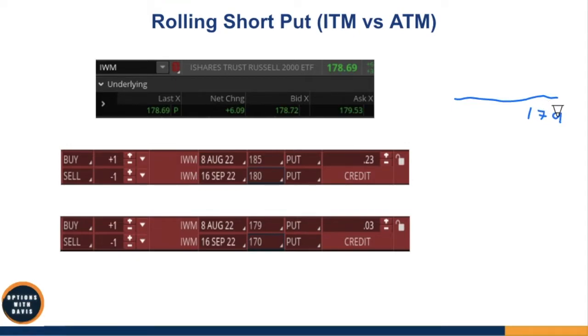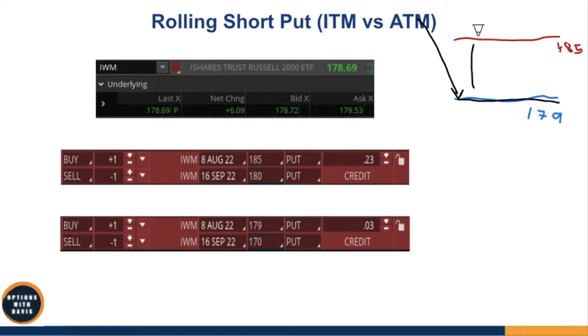Okay, so let's compare the two different rolls. For this one, you can see that this is rolling an in the money put. The strike price which you are rolling from is 185 to 180. So what this means is that you originally had a short put at 185, and then the market most likely went all the way down to the 179 price. So your short put is now in the money. So what you did is you rolled it from 185 to 180. So we rolled it all the way down.